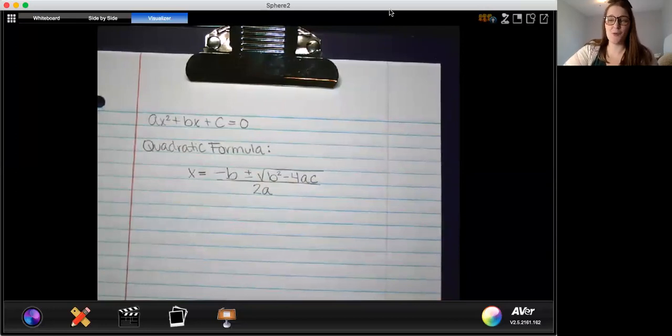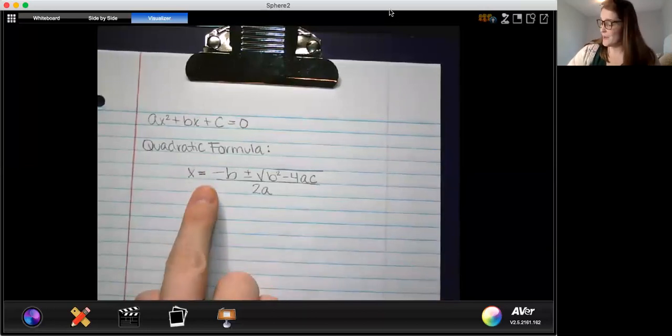So the song of the quadratic formula is set to Pop Goes the Weasel. So it's normally a song like in the Jack in the Boxes, like the toys. So let me sing it for you.